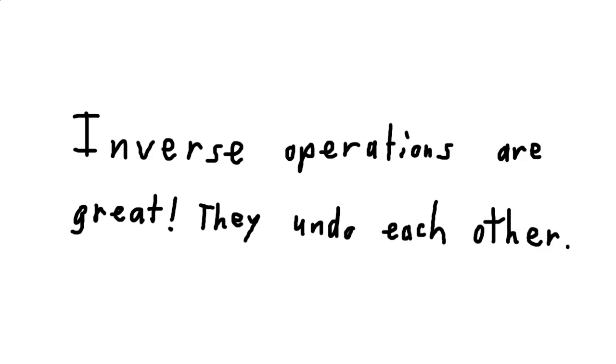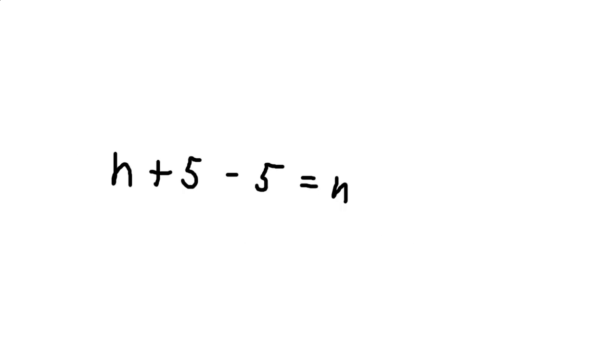Inverse operations are great. If you do one and then you do the other, then nothing happens. Addition and subtraction. Take any number, add 5 to it, then subtract 5 from it. Yippee, you just got your number.